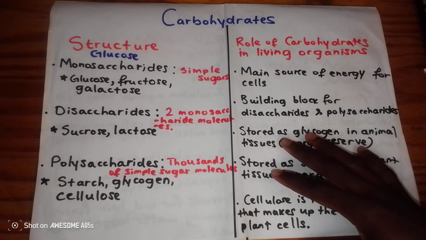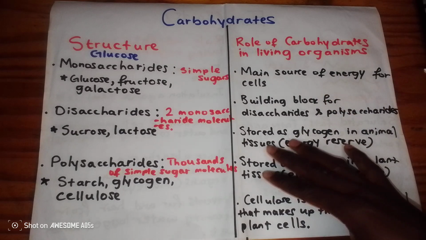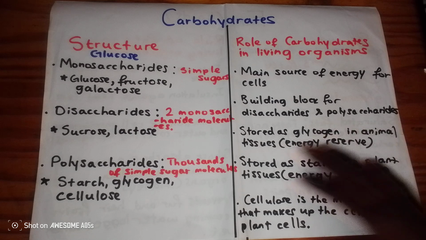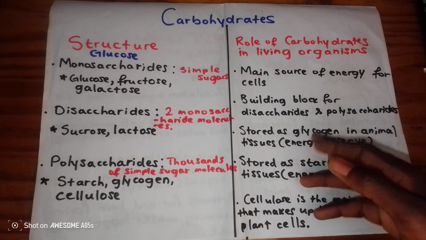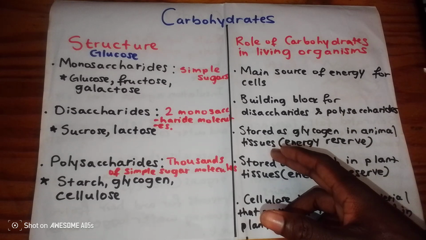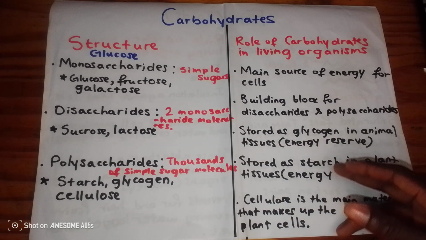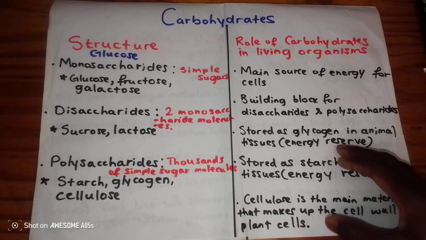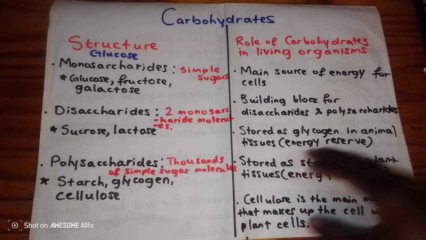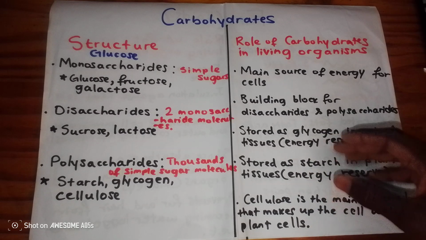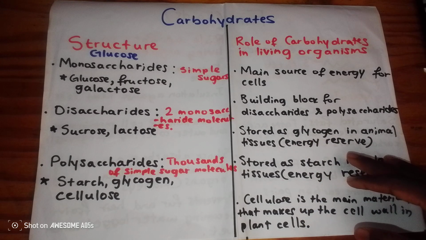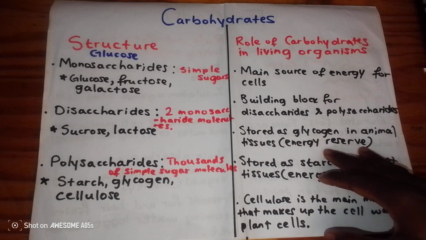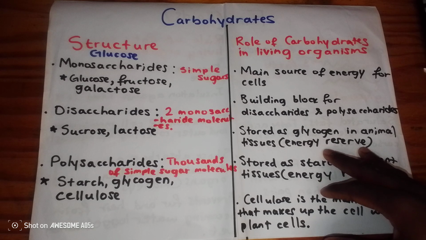Okay? Moving on. Carbohydrates are the building block for disaccharides and polysaccharides, which were covered over here. Then, carbohydrates are stored as glycogen in animal tissues. Well, actually, to be more specific, glucose is stored as glycogen in animal tissues, and the human body as well. It is an energy reserve. So glycogen is an energy reserve. That means the glycogen can be converted to glucose in the cases where energy is needed by the body.